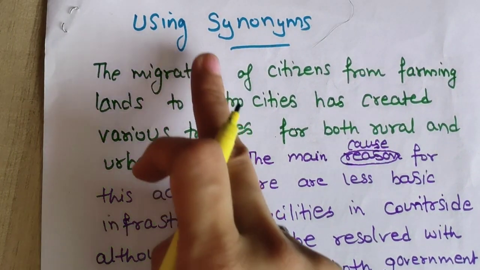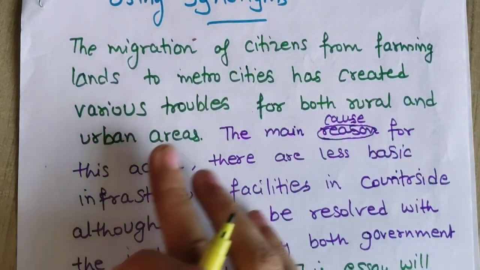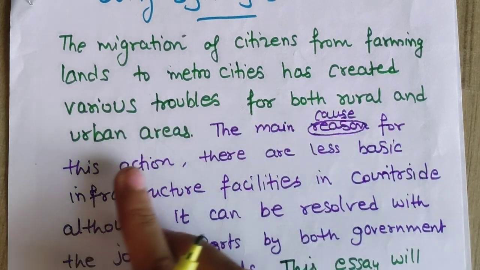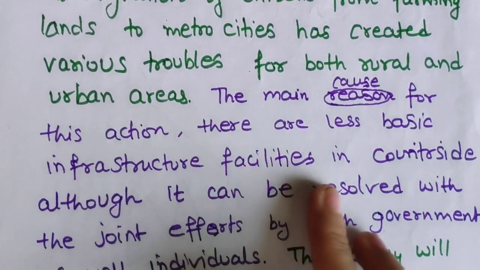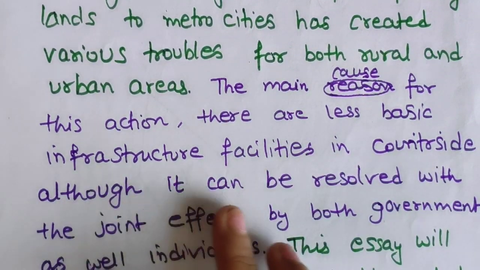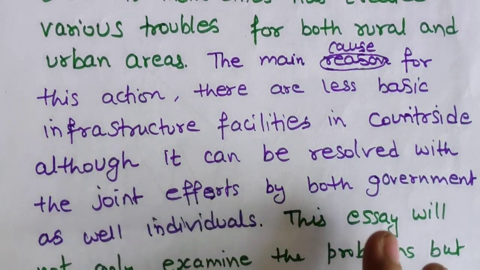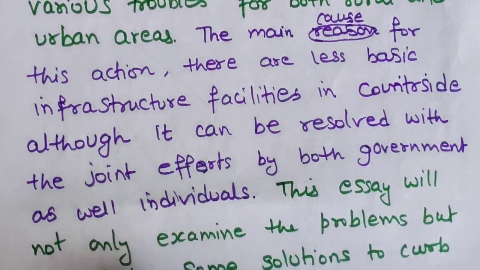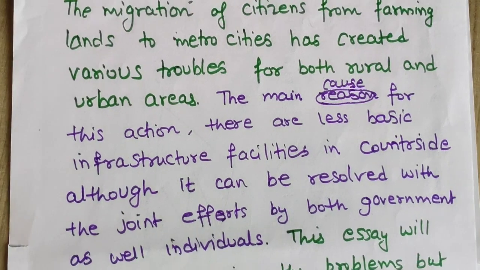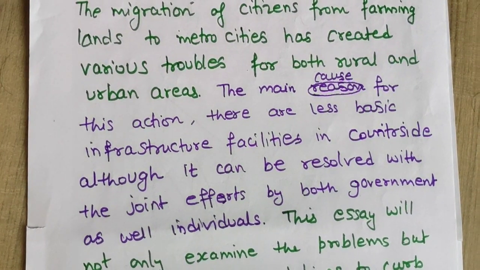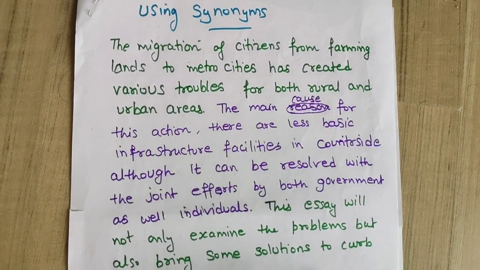So this is using synonyms. The migration of citizens from farming lands to metro cities has created various troubles for both rural and urban areas. The main cause for this action, there are less basic infrastructure facilities in the countryside, although it can be resolved with the joint efforts by both governments as well as individuals. This essay will not only examine the problems but also bring some solutions to curb this problem. You can just take a screenshot of it. Okay, let me do a little this thing. Okay, this is using synonyms.